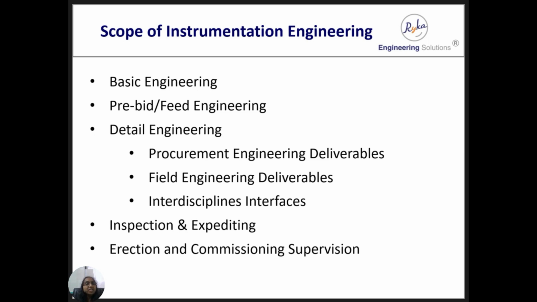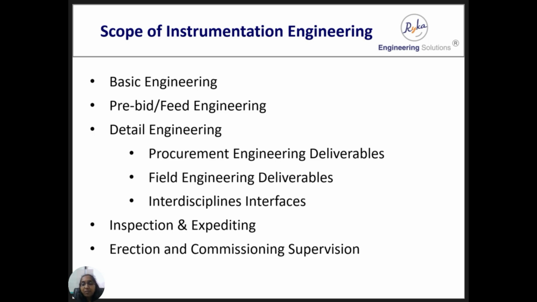Detail engineering is the actual engineering of the process plant. Under detail engineering, there are three types of deliverables. One is procurement engineering deliverables for the material which is being procured. Field engineering deliverables are the engineering deliverables which are sent to site for erection and construction purposes. Then interdiscipline interfaces is the activity or document exchange between two disciplines to ensure the interfaces required for the installations and construction.